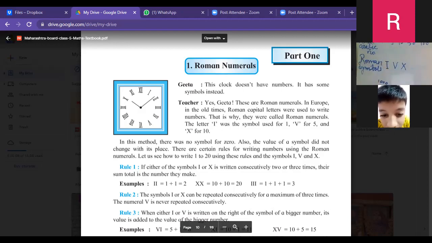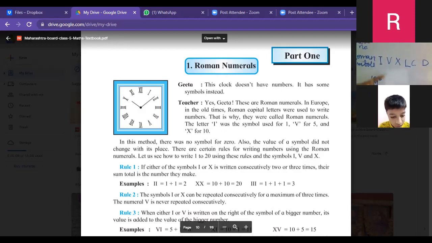For 50, L. Yes, good. L is how we represent 50 in Roman symbols. Then 100 we represent by C. Then 500 we represent by D. And 1000 we represent by M. Okay.